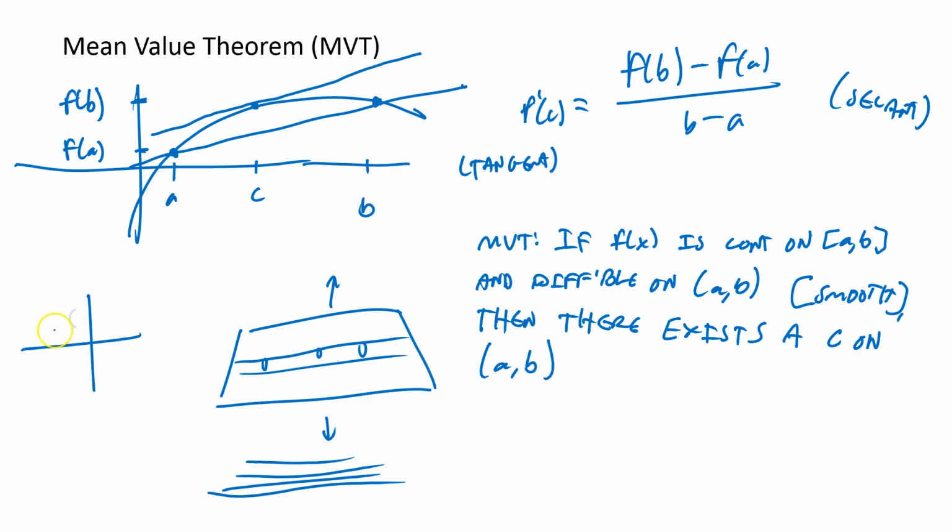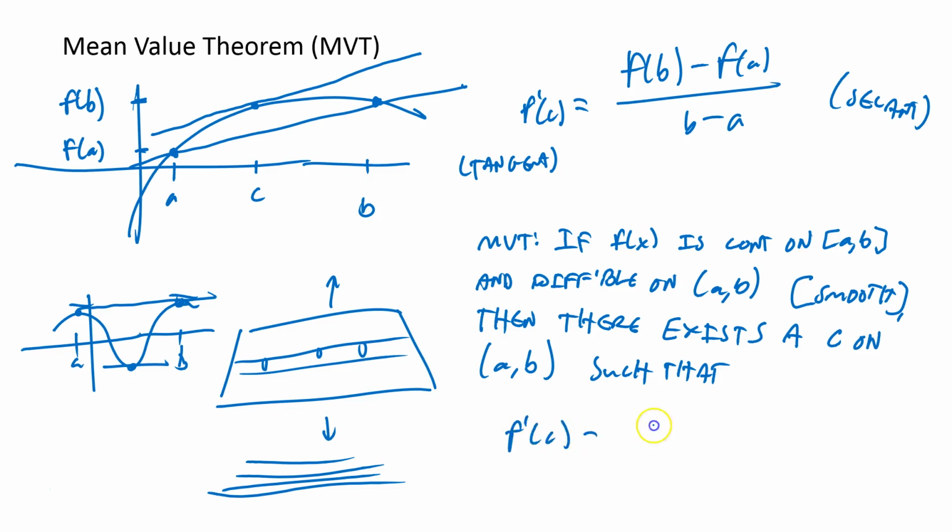Sometimes you'll have a function like this, right? So at A and B both, notice that the slope would be horizontal. And if you make the secant line, it would also be horizontal. But what mean value theorem guarantees is even stronger. There's going to be some point between them where it also happens. So in between, it doesn't have to be at A or B. There's going to be a point in between as well. So there exists a C on AB such that F prime of C is equal to F of B minus F of A over B minus A.